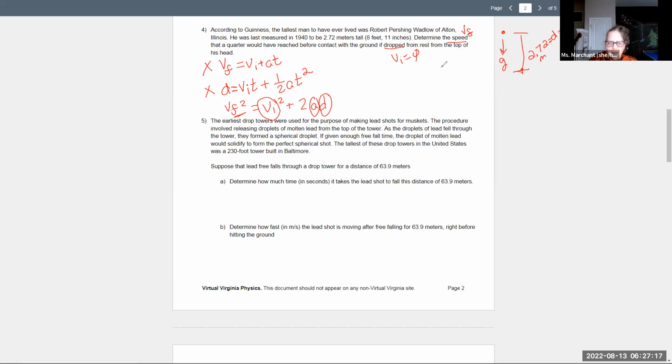When you are doing this, if you set positive as down, then you would have positive 9.80 and you would have a positive velocity final. If you set down as negative, you'd have a negative 9.80. So just be aware of that when you are solving these problems with the positives and the negatives, just be consistent.